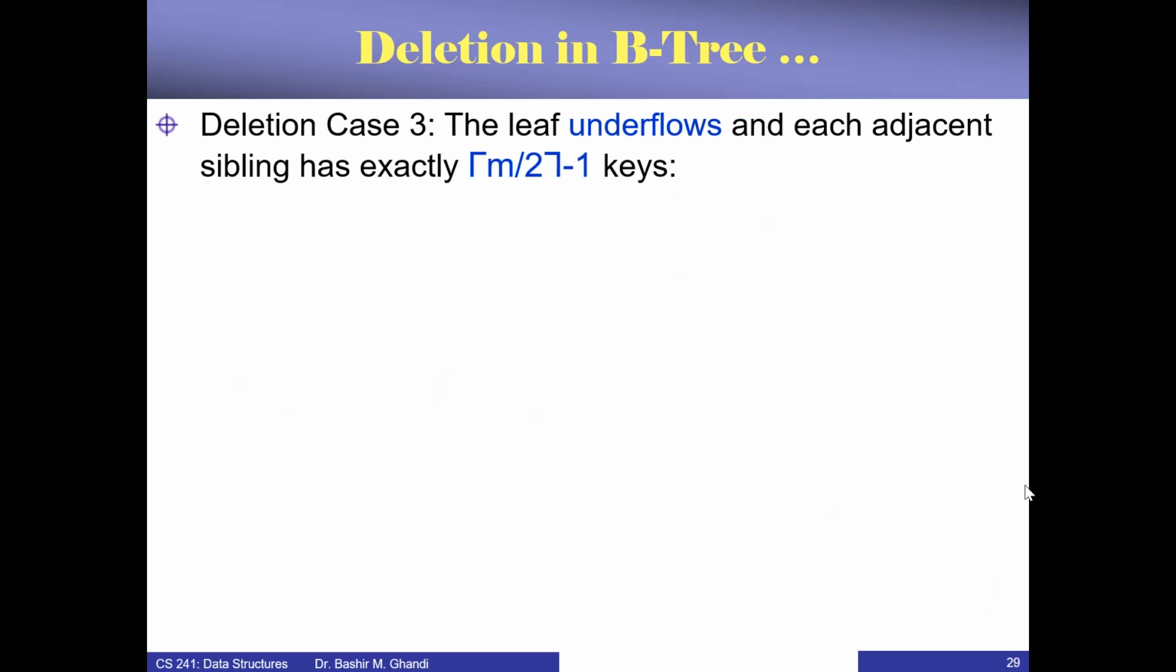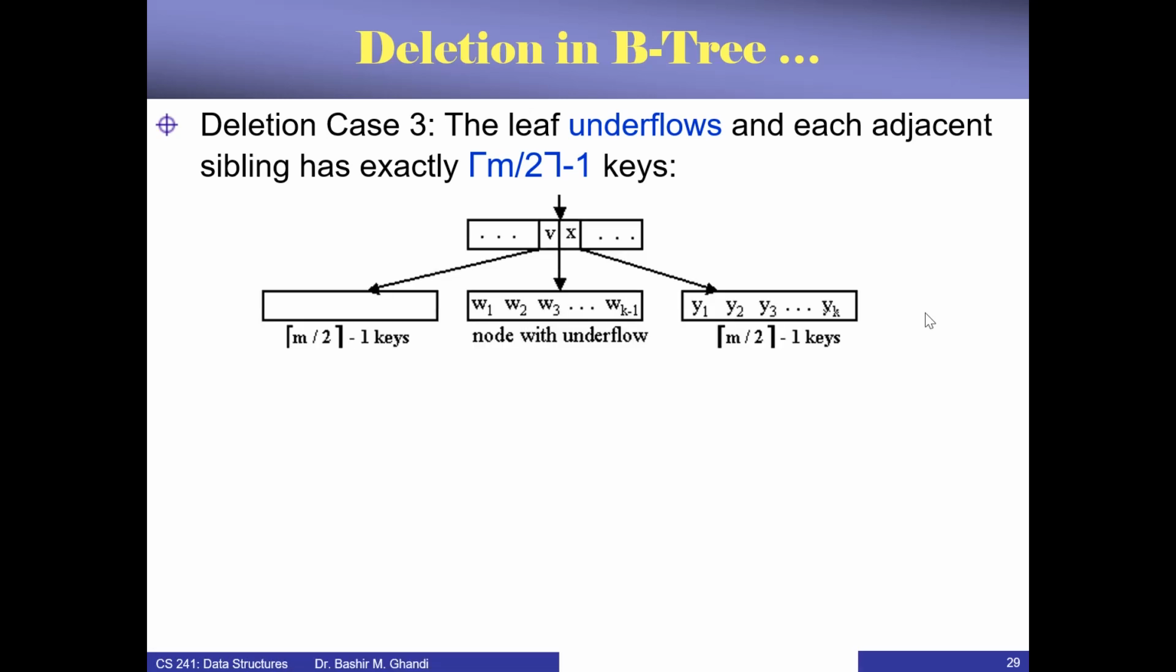Let's go to case number 3 now. So case number 3, the leaf underflows and each adjacent sibling has exactly the minimum. This is the minimum number of keys that you can have in a B-tree node. So what do you do in that case?